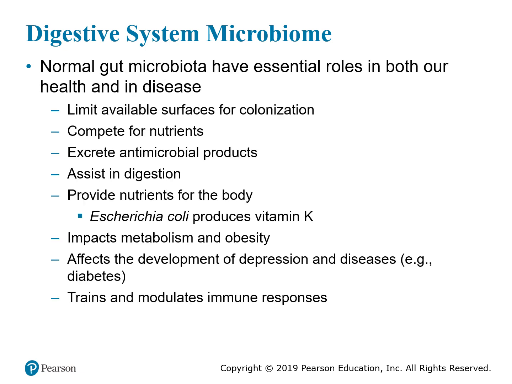The normal flora of the digestive system is very essential to not only our health but also in preventing diseases. These organisms limit the available surfaces for the pathogenic organisms to colonize. They compete for nutrients, and they excrete various antimicrobial substances. They can assist with digestion by breaking down food, and they also can provide nutrients to the body. For example, E. coli produces vitamin K, which is needed for our ability to adequately clot. They impact metabolism and obesity. They affect the development of depression and diseases like diabetes, helping with maintaining that balance for diabetics. And they also help with various immune responses.